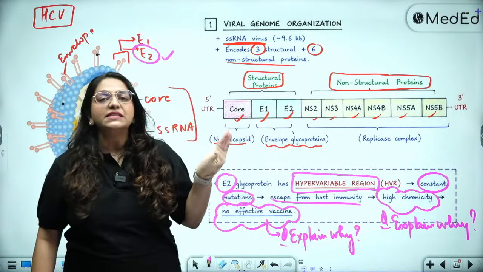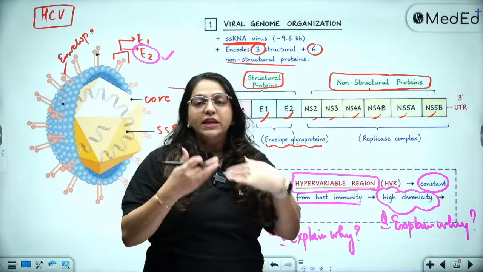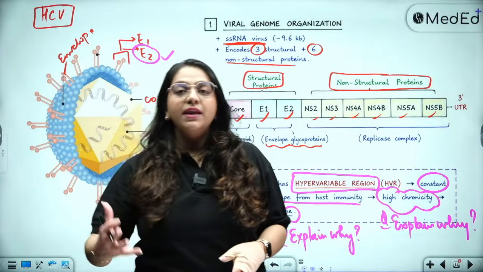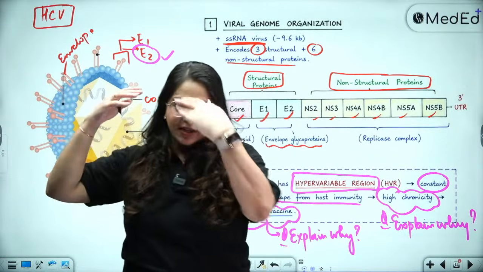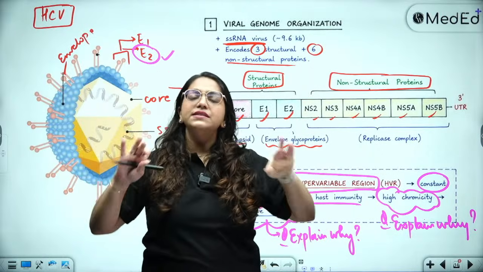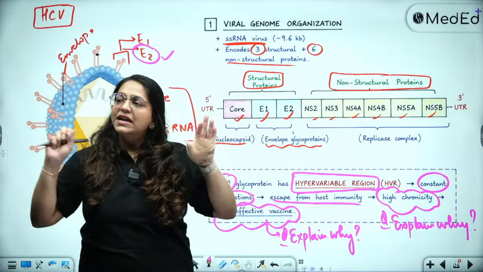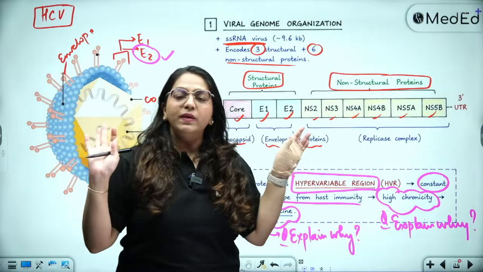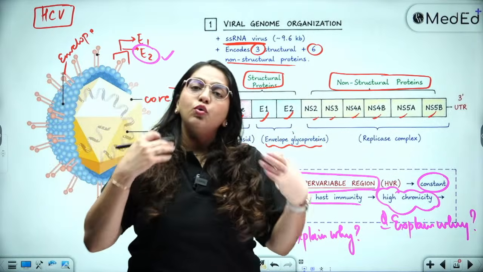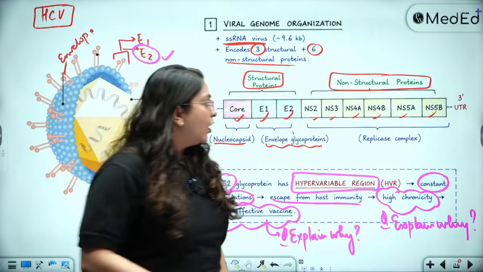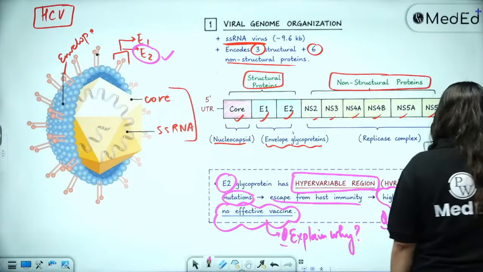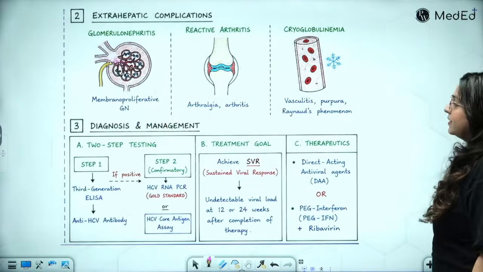Why is there chronicity associated? Because this E2 keeps changing the shape, and my body cannot just keep making antibodies all the time. That is why the virus is nicely able to sit in the body, nicely able to evade the immune mechanism of my body and lead to chronic type of infection. All right, so explain why is done with hepatitis C virus here.